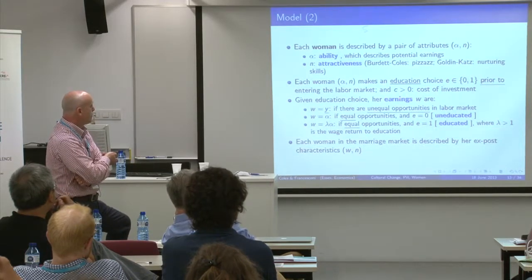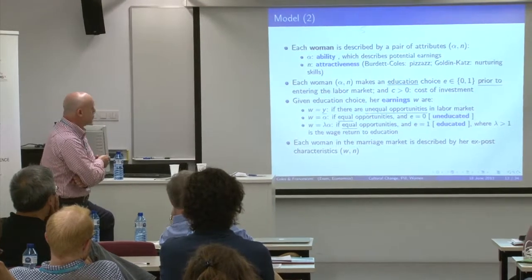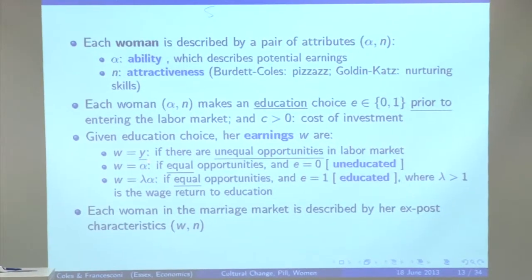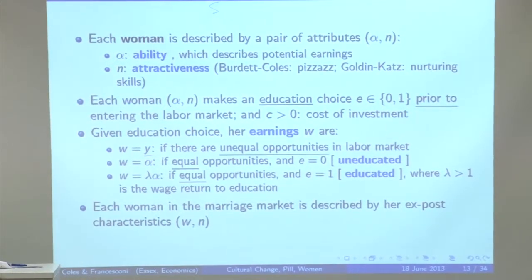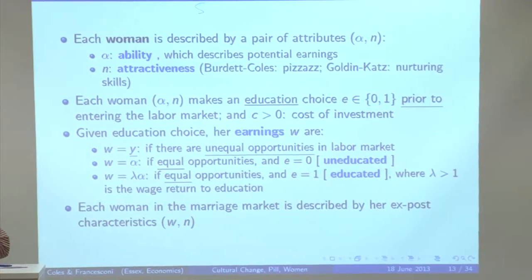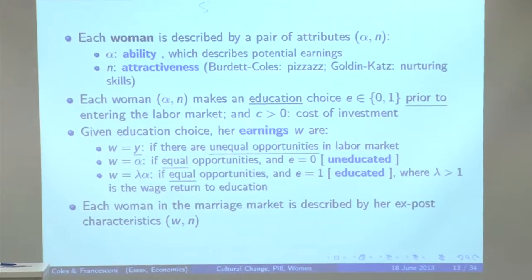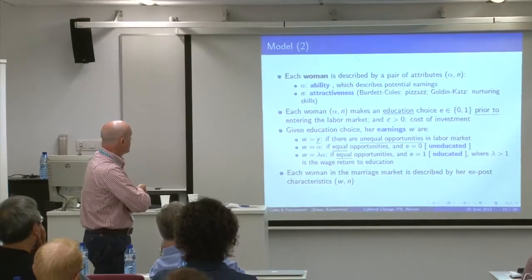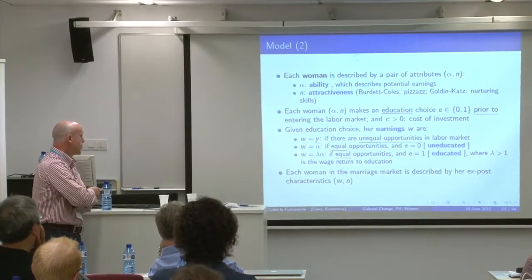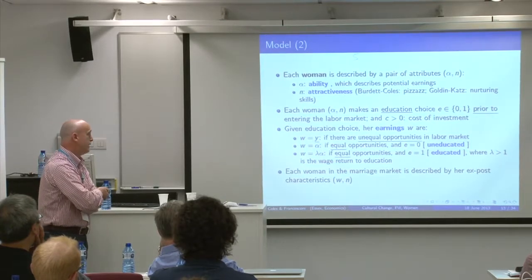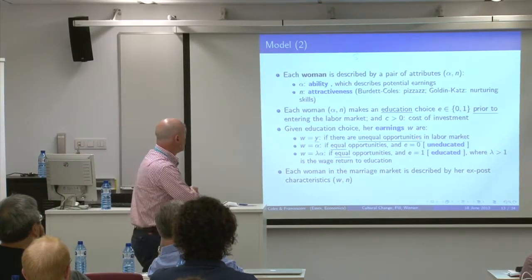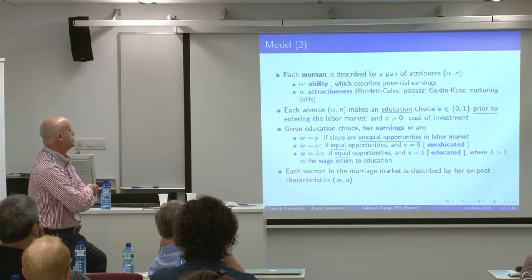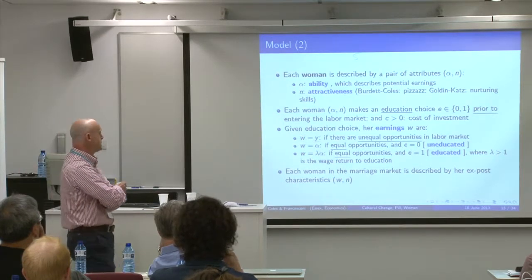Now, if a woman is in the labor market, she will be characterized by her earnings, W. Her earnings will be equal to Y under bar, the minimum wage observable in the men's distribution, in the world in which there are unequal opportunities. In the world where there are equal opportunities, her wage will be equal to her ability, alpha, if she's uneducated. If instead she chooses to get an education, her wage will be equal to lambda alpha, where lambda is the wage return to education.